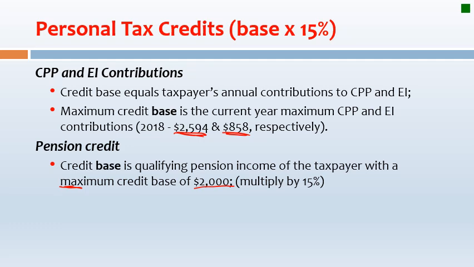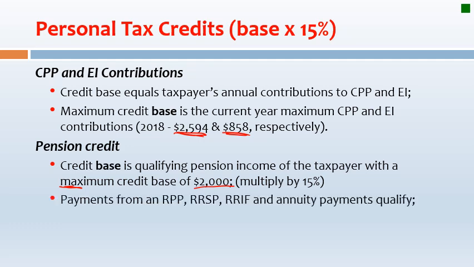So for example, if I had pension income of $1,000, then I would have a $1,000 tax credit base. I'd multiply that by 15% for a $150 tax credit. If I had pension income of $4,000, the maximum credit base that I'm going to get is $2,000. Multiply that by 15%, and that would be $300. There's a lot of different pension income that qualifies. Any registered pension plan receipts, RRSP, RRIF, and any similar annuity payments would qualify. What doesn't qualify is Canada Pension Plan receipts and old age security receipts as well.